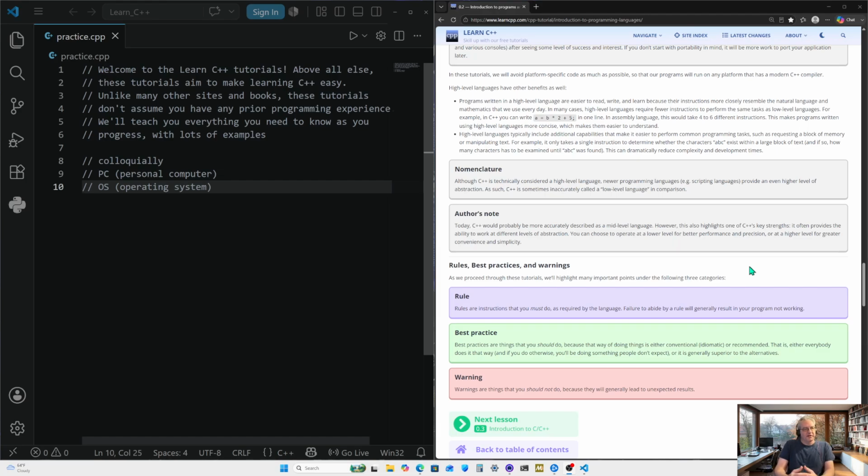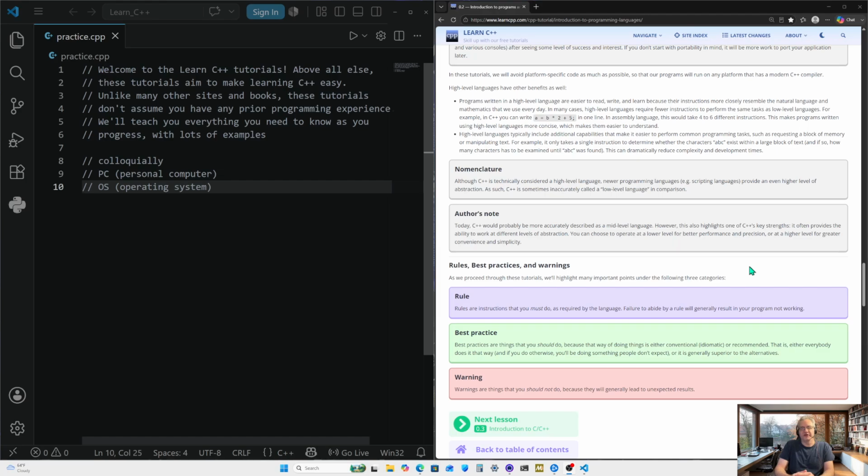And then warnings. These are things that you should not do because they will generally lead to unexpected results. Yes, there are some things in C++, compiling, all that sort of stuff, programming, that if you don't understand it, you probably shouldn't do it yet until you've fully researched it and fully understand it, so you know what's going to happen when you do things.